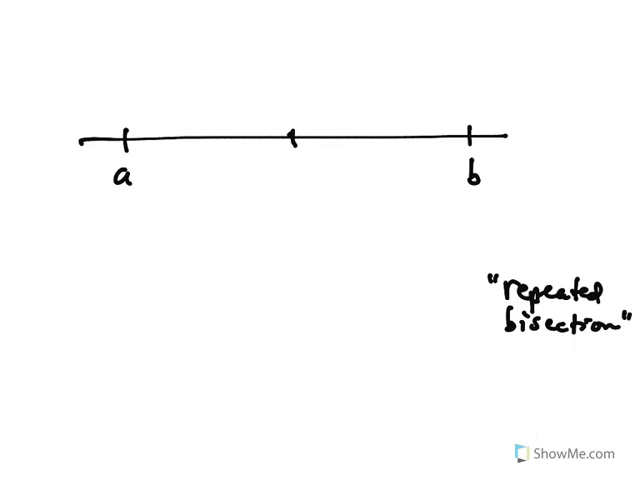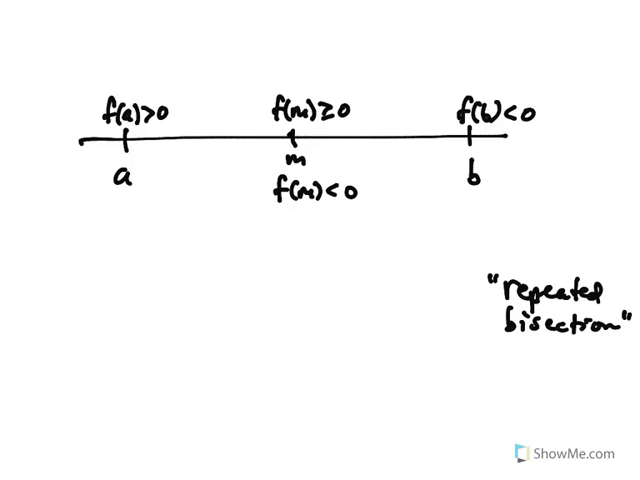If you look at the midpoint between these, and you just plug that into the function f, there are two possibilities. Either you'll get f of m, I'm going to call this midpoint m, either f of m is greater than or equal to 0, or f of m is negative. Remember that here f of a is strictly positive, and f of b is strictly negative by assumption. So what we're going to do is we're going to choose the interval.